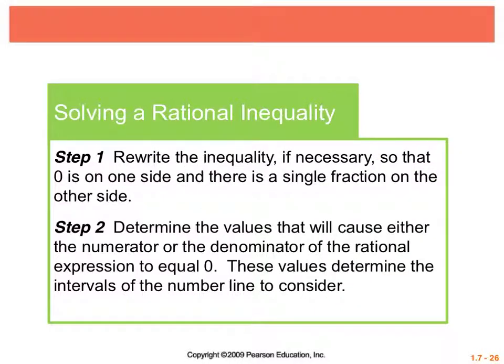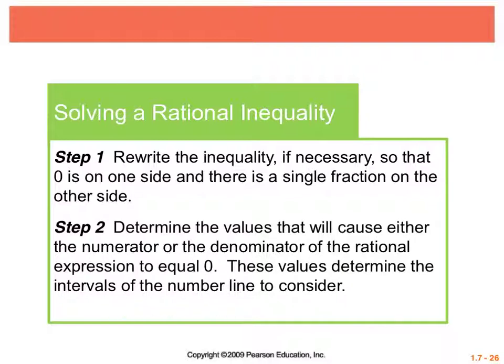Okay, and the last type of inequalities we need to discuss are rational inequalities. Remember, a rational equation is where you might have a variable in the denominator of a fraction part. And so first it's necessary for us to rewrite the inequality so that the zero's on one side and there's only one fraction on the other side. Next step is to determine the values that will cause either the numerator or the denominator of the rational expression to equal 0. And these values give us our intervals on our number line.